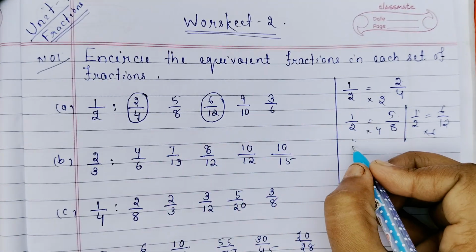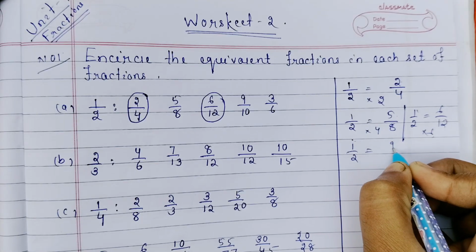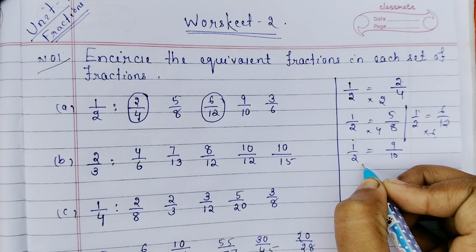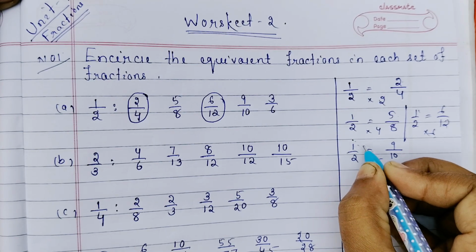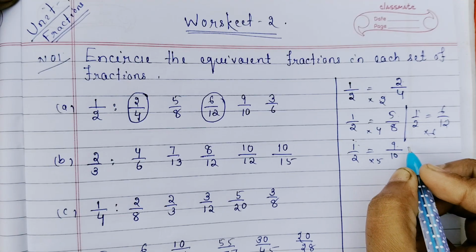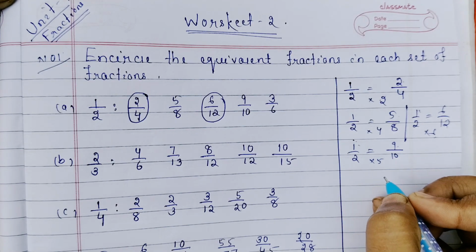Then 9 by 10. 1 by 2 equals 9 by 10. 10 is divisible by 2. 2 times 5 is 10. Then 1 times 5 is 5. But it is written 9. So it is not an equivalent function.